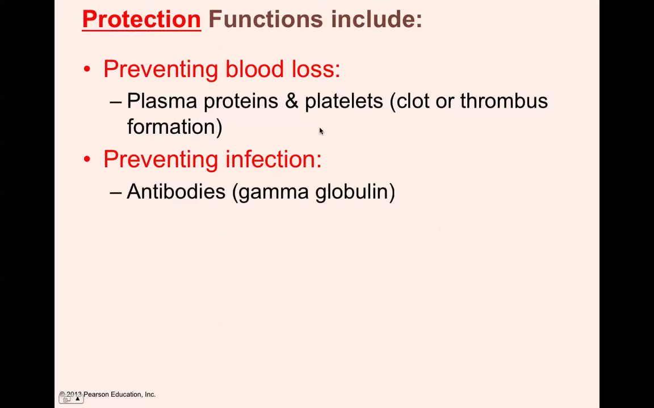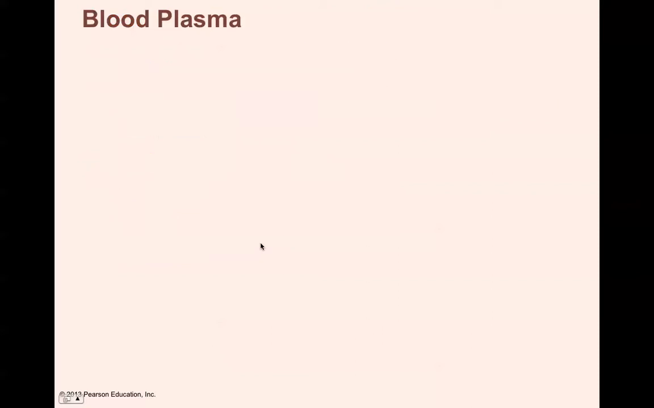It also prevents infection. So within the blood, there are antibodies. I talked about those earlier from chapter 21 in the immune system. And of course, we call antibodies a gamma globulin. There's a variety of them, and there's also that protein complement system. Also, white blood cells or leukocytes. These are the cells that are responsible for preventing infection.